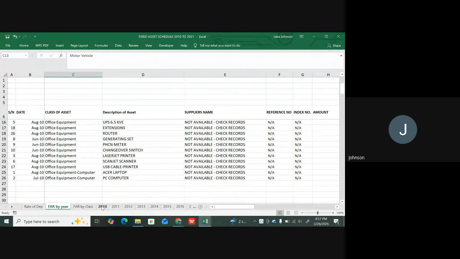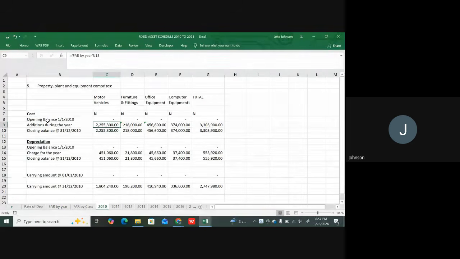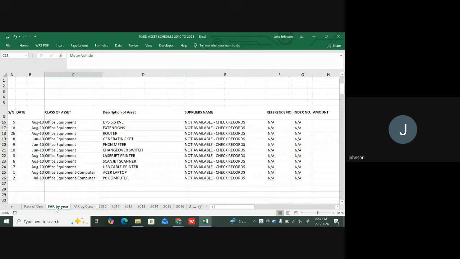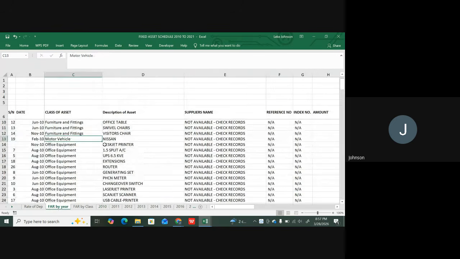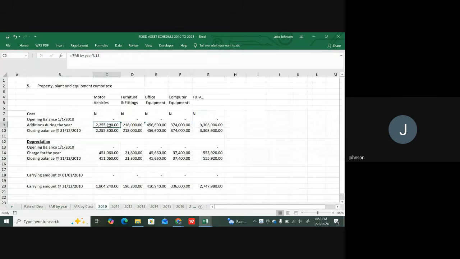So the first thing we have here is to pick the cost of the asset. You start by saying opening balance as at the 1st of January 2010, there was no opening balance. We are just starting the company. They don't have any asset. Then what is the addition during the year? You're going to pick the total motor vehicle. If you have more than one motor vehicle, you are also going to add all those motor vehicles together, and that is what you are going to bring under this addition.